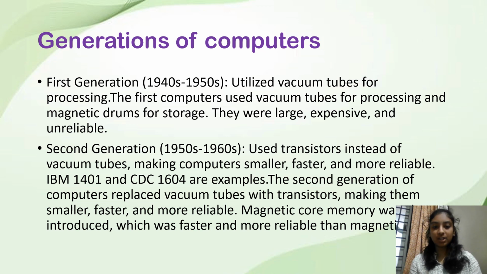Second generation. Second generation is from 1950s to 1960s. Used transistors instead of vacuum tubes, making computers smaller, faster, and more reliable. IBM 1401 and CDC 1604 are the examples. The second generation of computers replaced vacuum tubes with transistors, making them smaller, faster, reliable. Magnetic core memory was introduced, which was faster and more reliable than the magnetic drums.